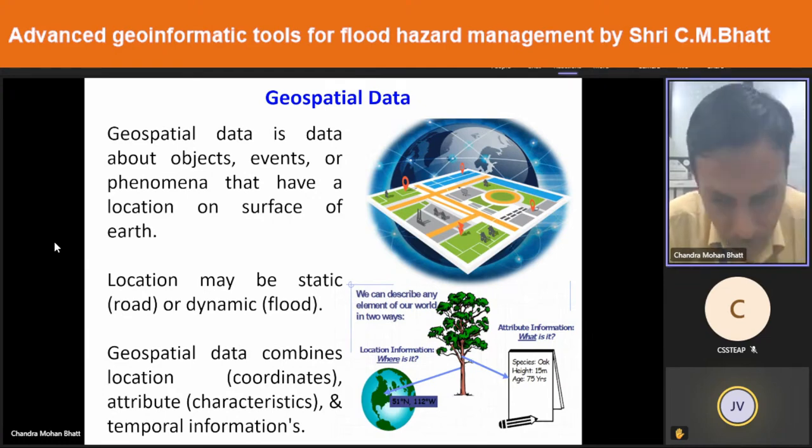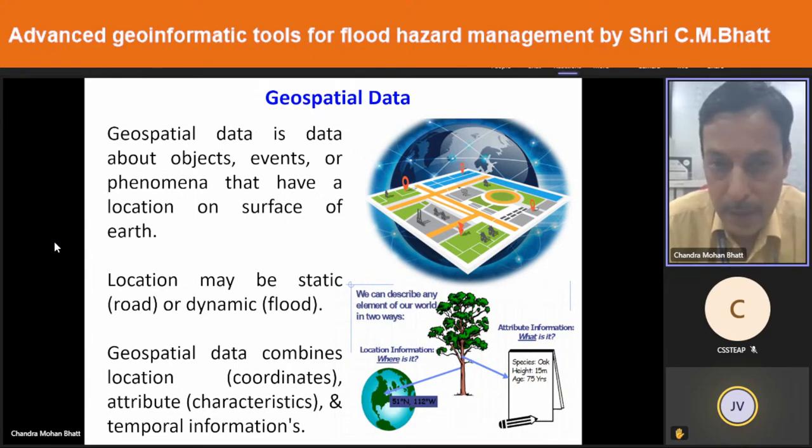Since it is geospatial, we all know geospatial data is the data which has the information about its location. That is, we know the coordinates where on the earth it lies, and what is the attribute. So geospatial data is characterized by the attribute information, that is what the data is about, and where that data is located on the earth.